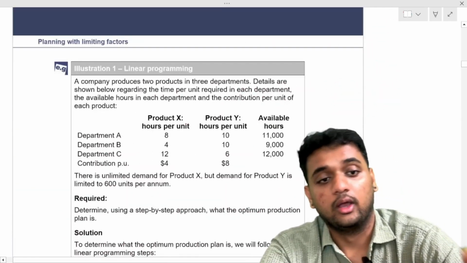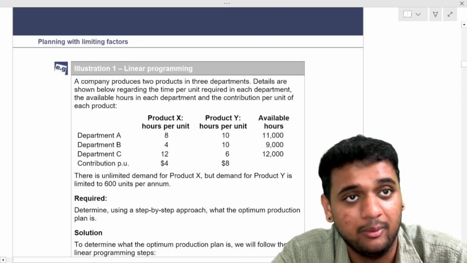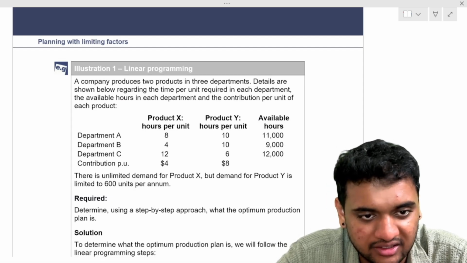Do it fast. Okay, now we are going to see what to do if we have multiple limiting factors. Take illustration number 1 now.